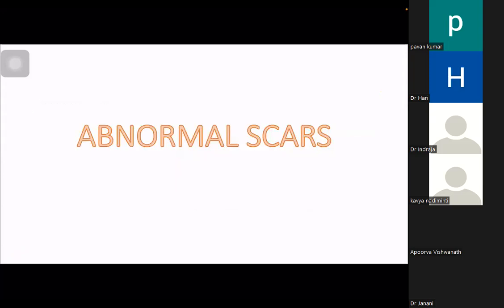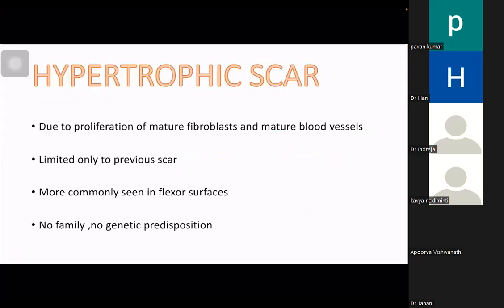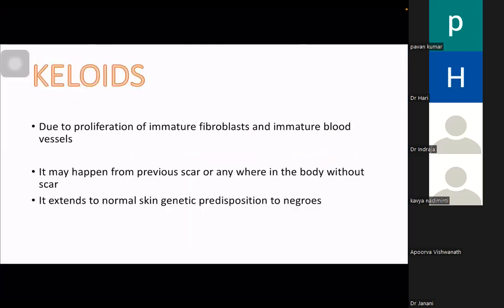And the abnormal scars are the hypertrophic scar and the keloid. A hypertrophic scar arises from the wound site, and it contains mature blood vessels and mature fibroblasts, and it is limited only to the scar tissue, and is more commonly seen in the flexor areas. And keloids contain immature blood vessels and immature fibroblasts, and they form more commonly from scars, but also from normal tissue, and there is a genetic predisposition.